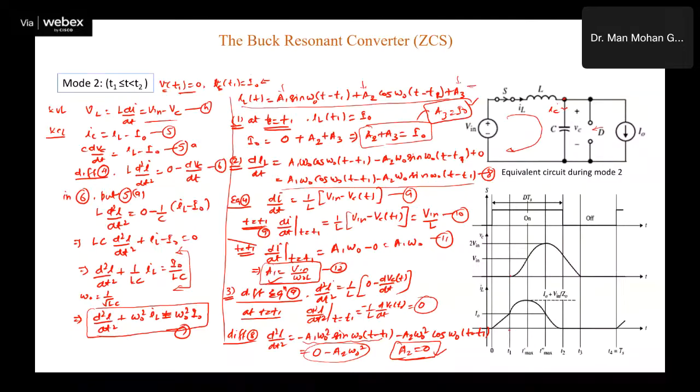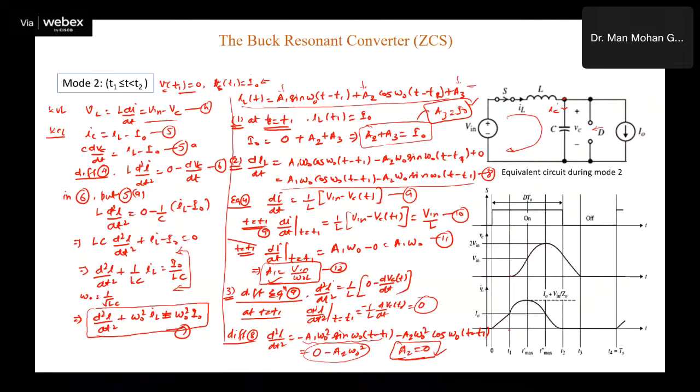Now let us see what is the nature of these two. This IL(t) is I naught plus a sinusoidal function. So here we see that this is IL. We were at this point at the starting of T1. Now from here it is increasing sinusoidally, and it is reaching the maximum.